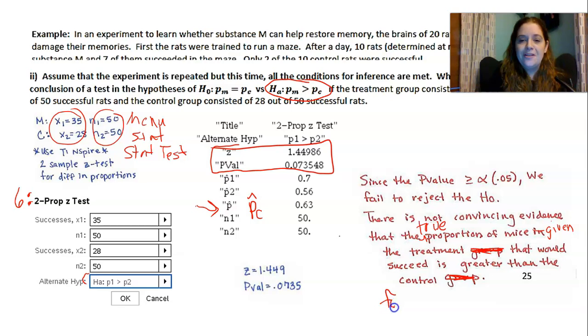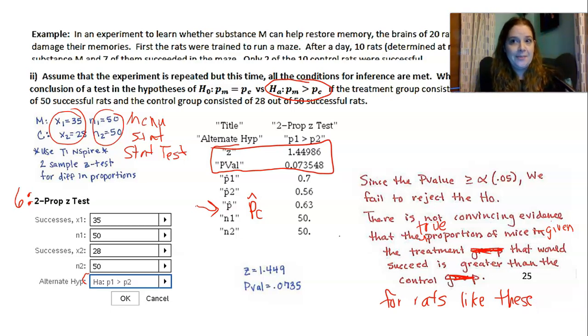And then I'm going to refer to this, I'm going to say for rats like these, or like those in the study. Okay, I just want to be a little bit more careful here and make sure it's very clear that I am not talking about my sample, or sorry, my treatment group exactly. I am talking about this experiment as a whole, okay? And I can't say like for all rats because we didn't randomly sample these rats, okay?